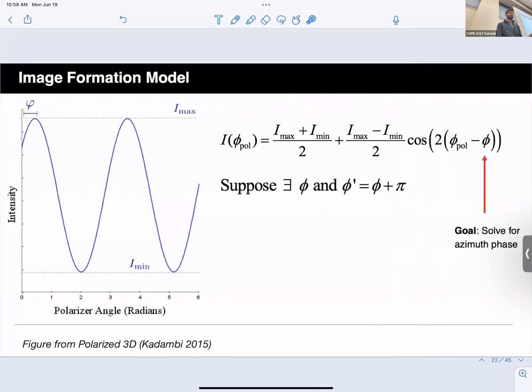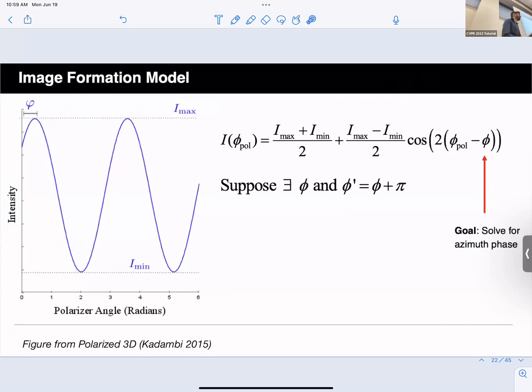Unfortunately, there's another problem. The problem is that there's a factor of 2 here. So if you have 2 candidate angles, phi and phi prime, that are off by 180 degrees, then you're going to end up with the exact same brightness measurements. So you're going to have a problem of ambiguity.